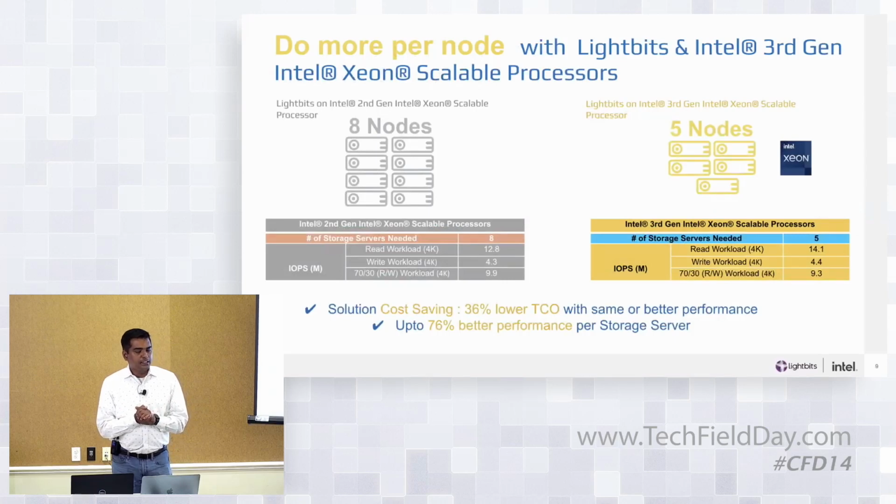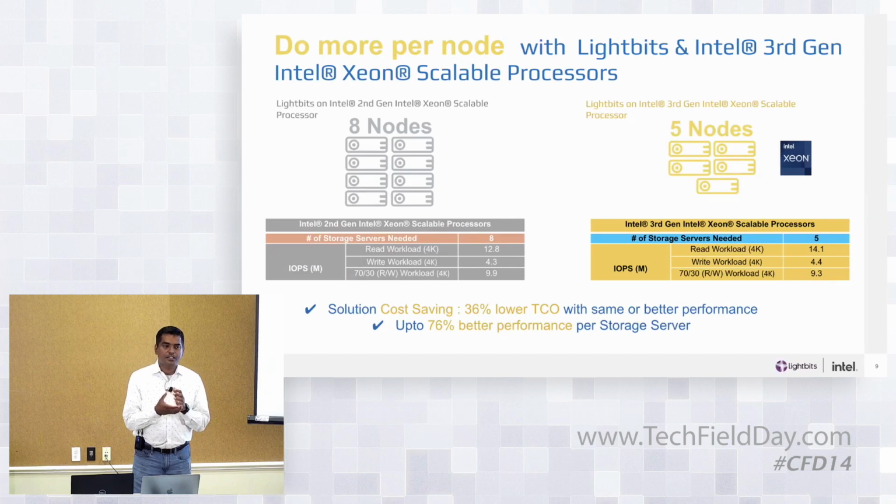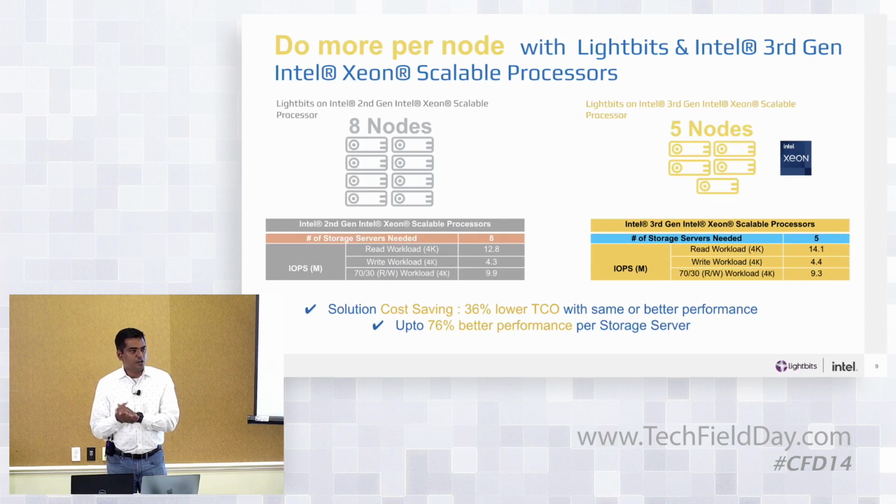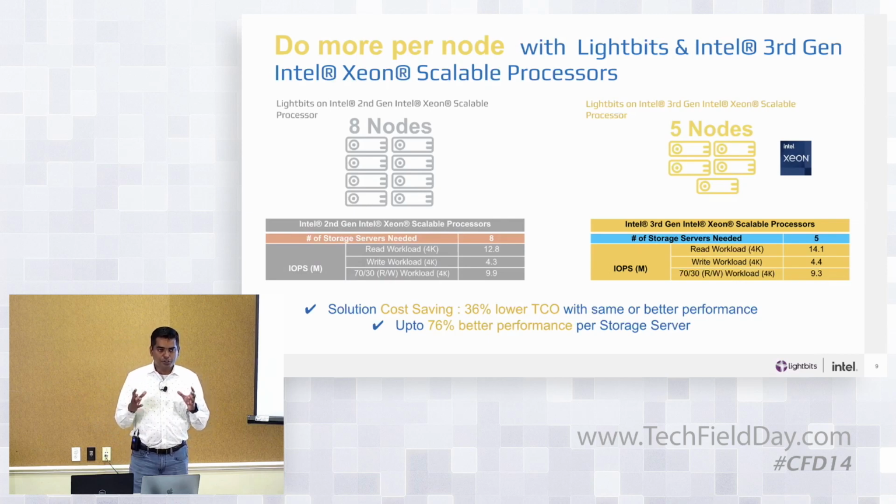One of the key things that we did with Lightbits is around optimizing the Lightbits software stack to make sure the Ice Lake platform, or the 3rd Gen Xeon platform, is optimized. What you can see from these test results is that going from your 2nd Gen Xeon to your 3rd Gen Xeon, which is the Ice Lake platform, you get up to 76% better performance on a single node, going gen over gen. And the reason is the software is now optimized for your CPU.